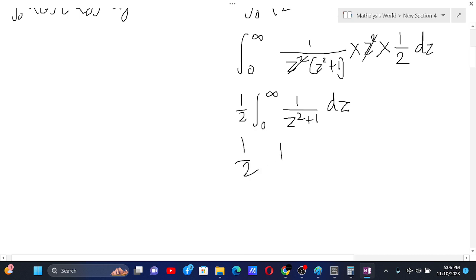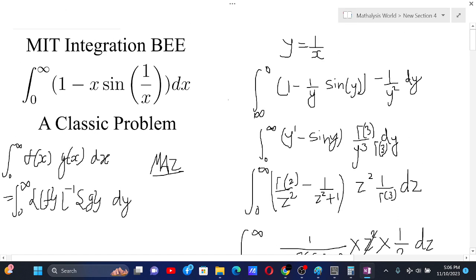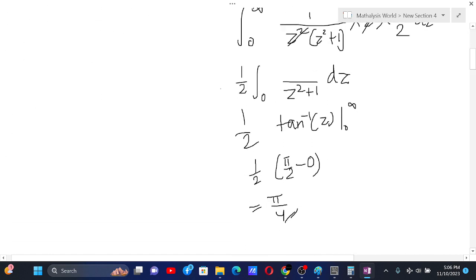Now this is just tan inverse z from 0 to infinity. At infinity this is pi by 2, at 0 this is 0, so the answer is pi by 4. And we have solved the integral. The answer is pi by 4. And this problem was one of the best problems for invoking the Maths identity, and that's what helped us to solve the problem.